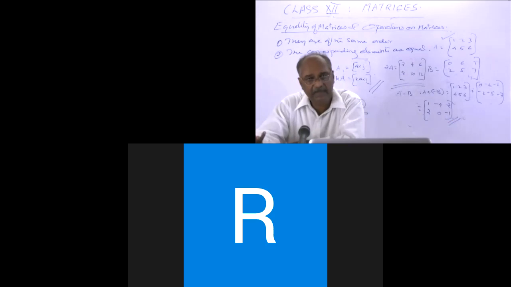Similarly, we can have B minus A also. Okay, so this is the subtraction or difference of two matrices, subtracting a matrix from another matrix, or taking the difference of a matrix from the other in this way.